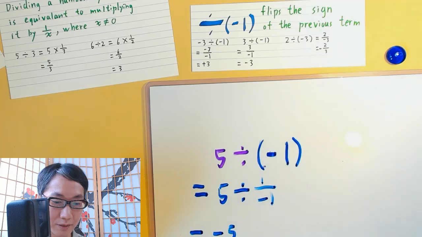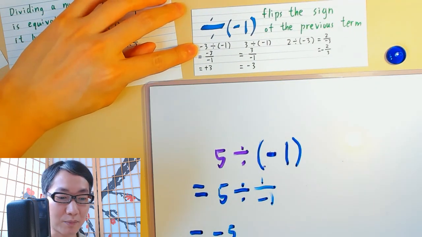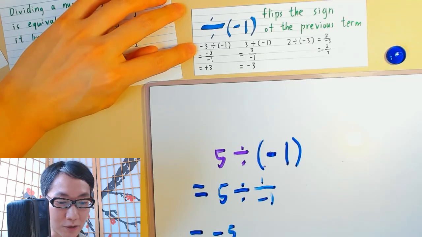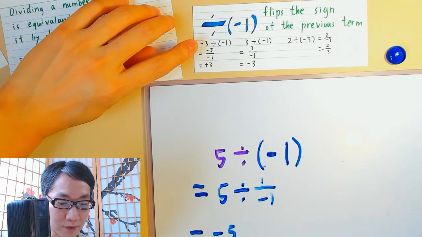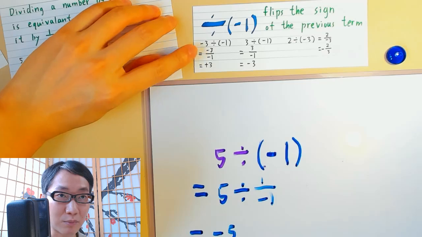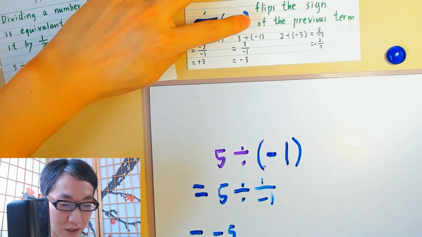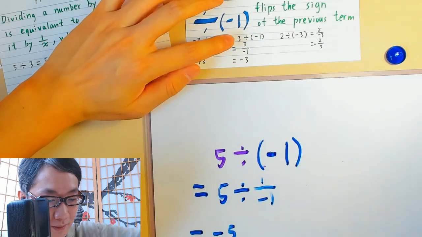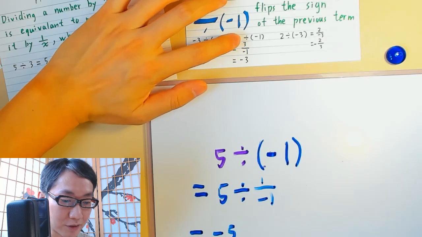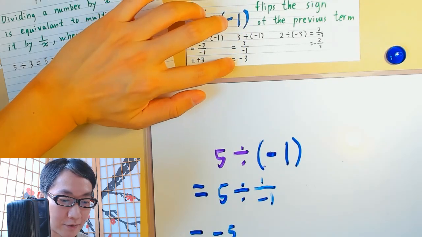And more examples here. If you look at it as a fraction, negative 3 divided by negative 1 will flip the sign, so it becomes a positive 3. This is the fraction method: negative 3 over negative 1, we see 2 negative signs, then it becomes a positive 3. Now 3 divided by negative 1, so 3 over negative 1. There is one negative sign in this whole fraction, so it gives a negative 3.